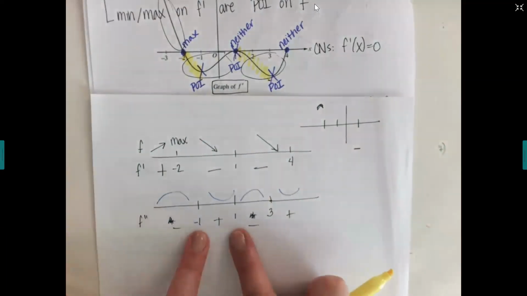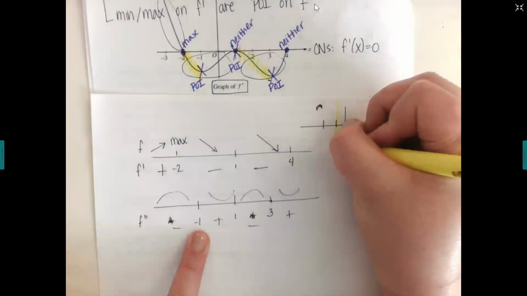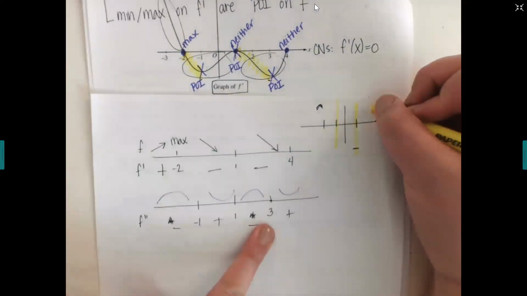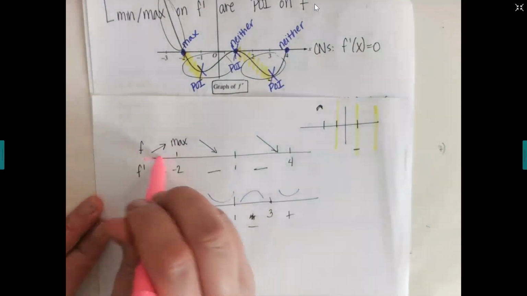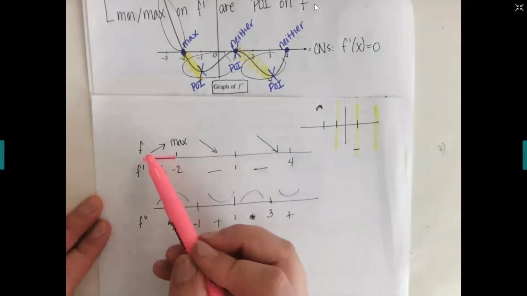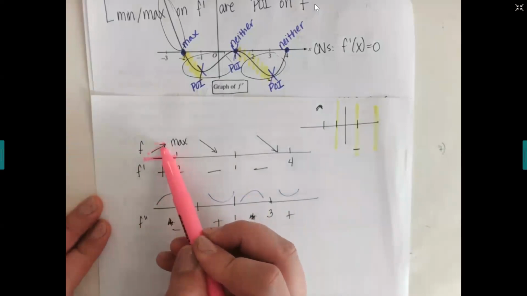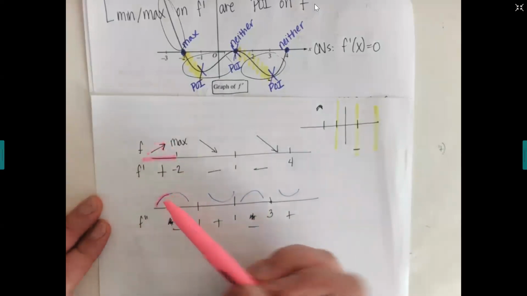Then my concavity is going to switch at each of these numbers. So at negative 1, my concavity is going to switch. Positive 1, my concavity is going to switch. And then all I have to do is connect the dots with the right shape. So before negative 2, which way is my graph going? Up or down? Up, but how? Concave down. So I'm going to go like that.